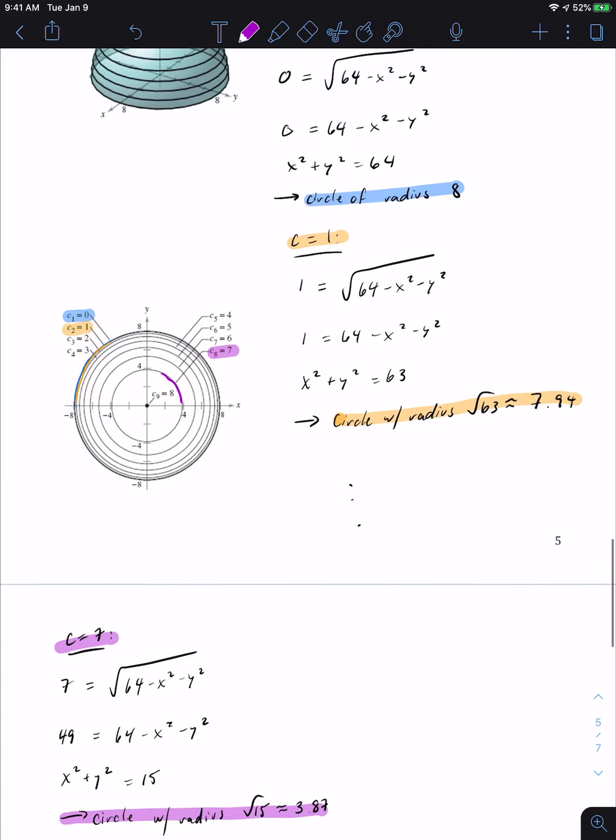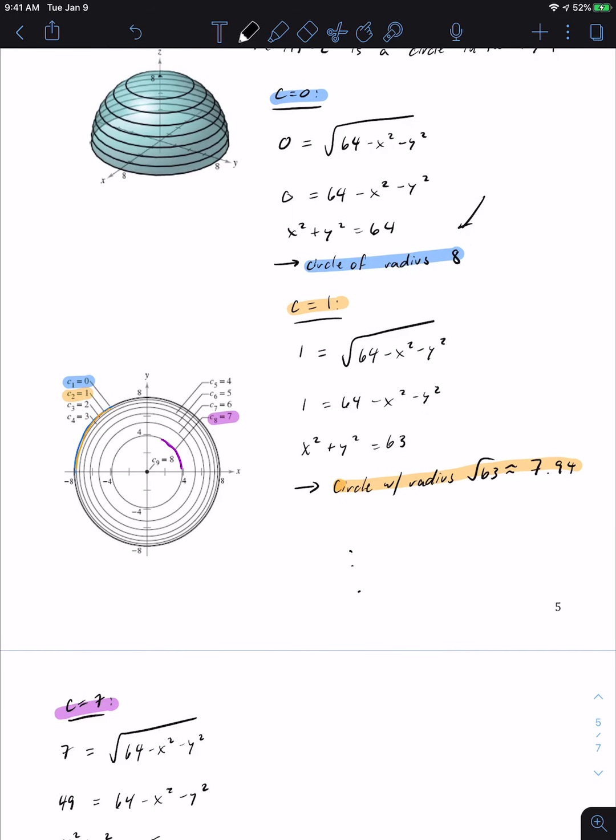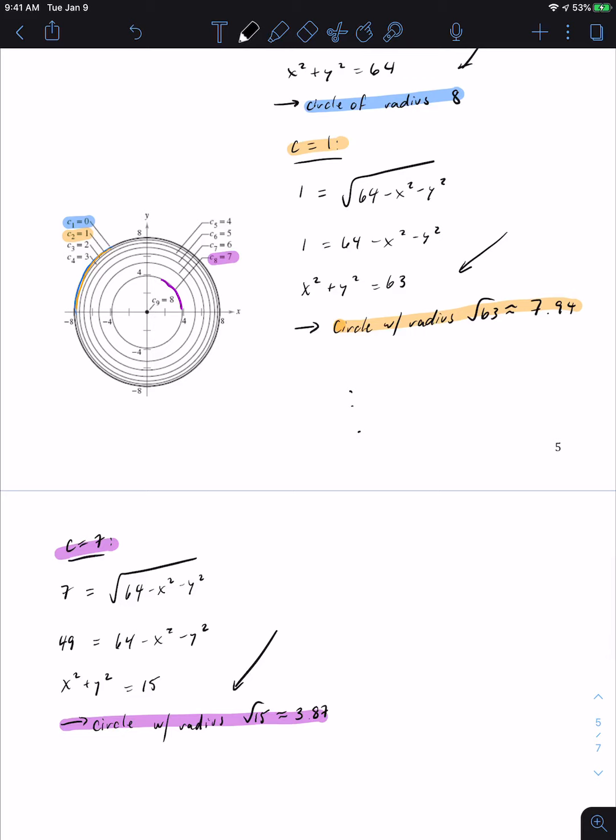If I were going to draw a contour map, I just choose a bunch of c values, which correspond to the z values, or the outputs on the map. I figure out which x and y values give me that output, and then I draw the line corresponding. So in this case, these x and y values that correspond to a circle of radius 8 give the output of 0. And then these x and y values that are on this circle give an output of 1. These x and y values that are on this circle give an output of 7, right? And that's how this works.